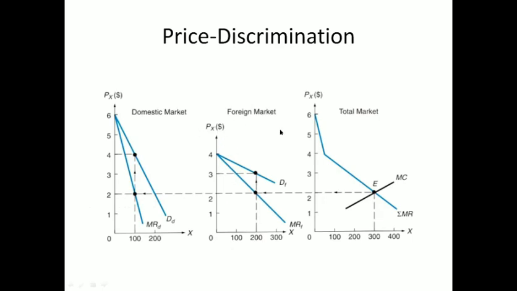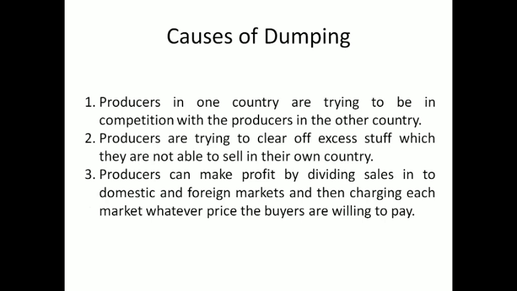So the Chinese goods also can be considered a similar form of commodities. Whenever they are entering other markets, they are always trying to penetrate with their own goods for the further expansion of their industries. We can also see the causes of dumping. The producers in one country are trying to compete with the producers in the other country.